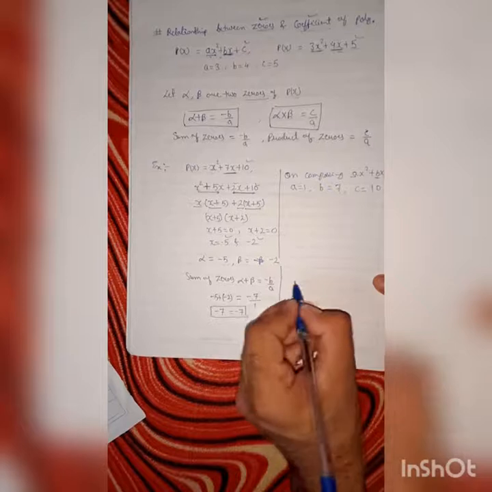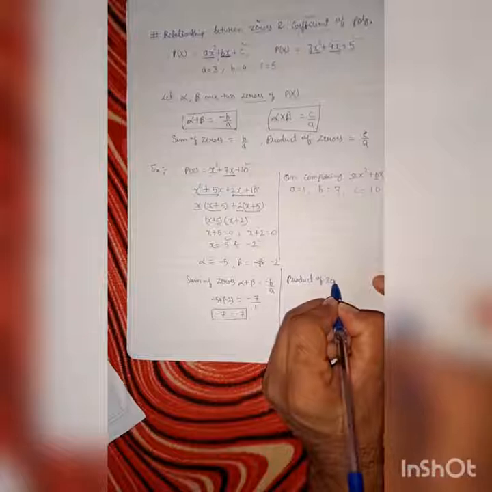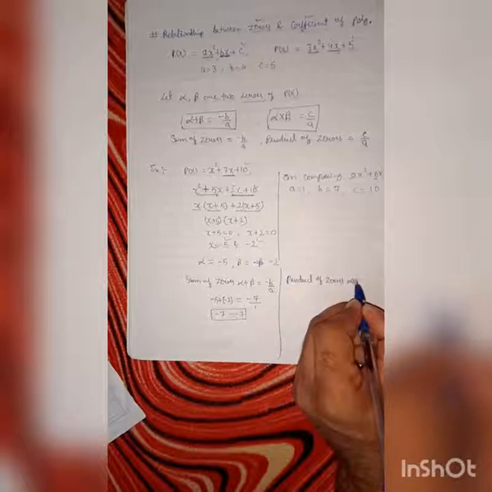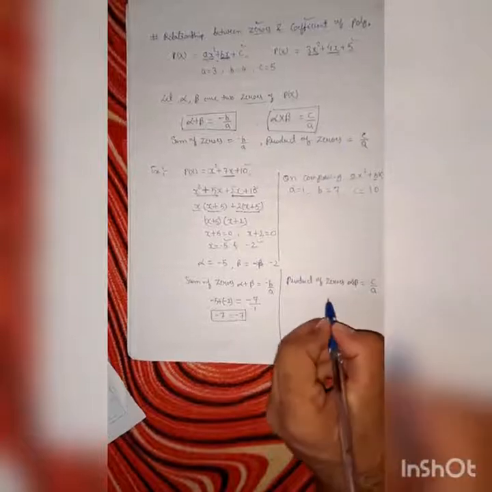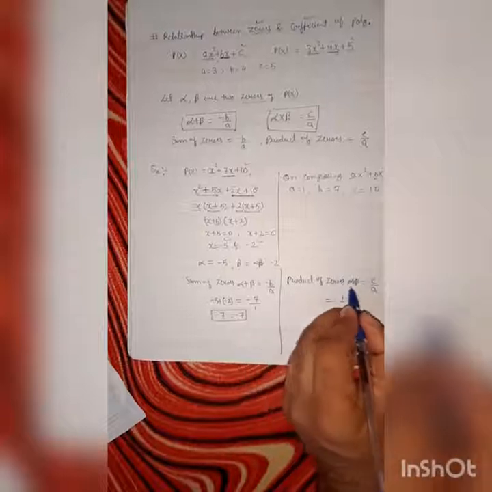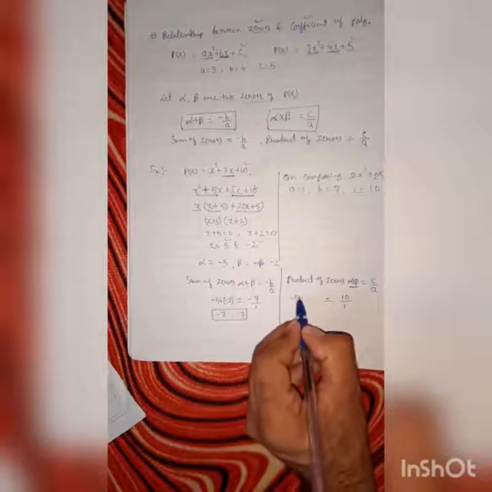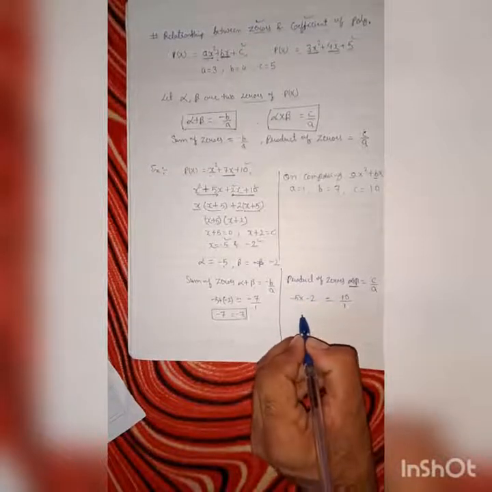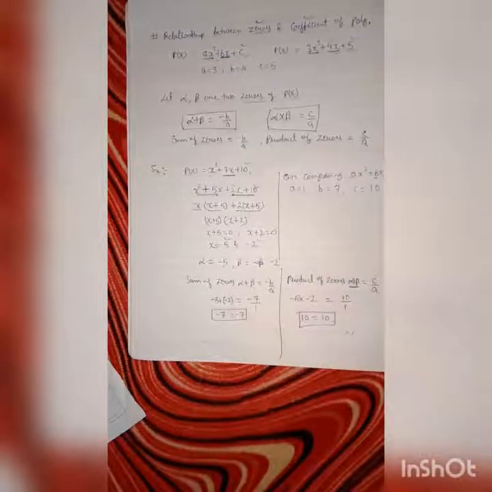Second thing is product of zeros. We can show it by alpha into beta, and we know that alpha into beta equals to c upon a. So c we have 10, and a we have 1. So in product of zeros, alpha into beta, alpha we have minus 5, into beta we have minus 2. Understand? So minus 5 into minus 2 becomes plus 10, and here also we have plus 10. So here we have verified it.